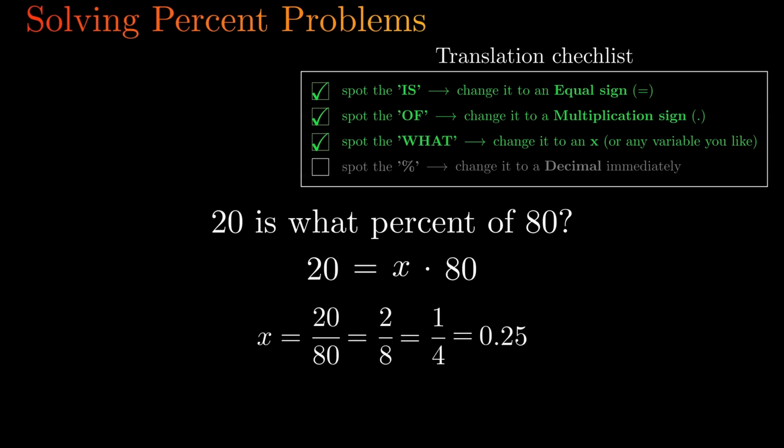Wait, we aren't done. The question asked for a percent, but we have a decimal. Apply the 2 zeros, 2 jumps rule. Move the decimal 2 spots to the right. 0.25 becomes 25%. So 20 is 25% of 80.